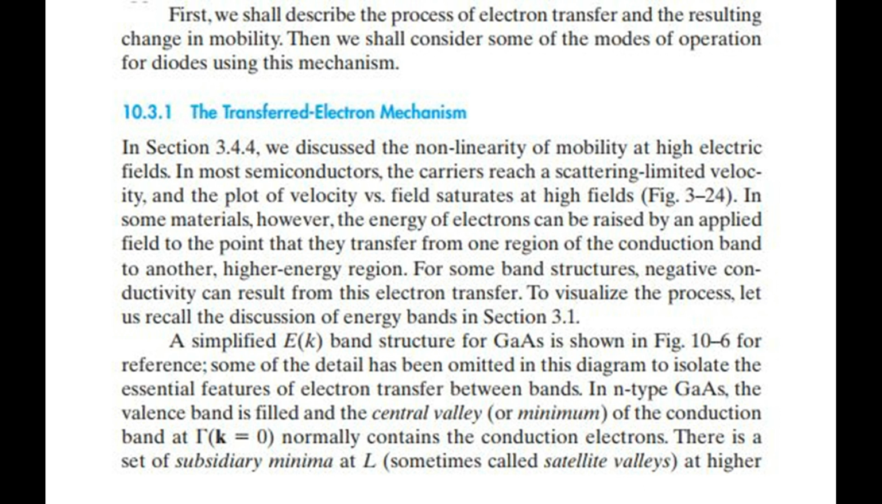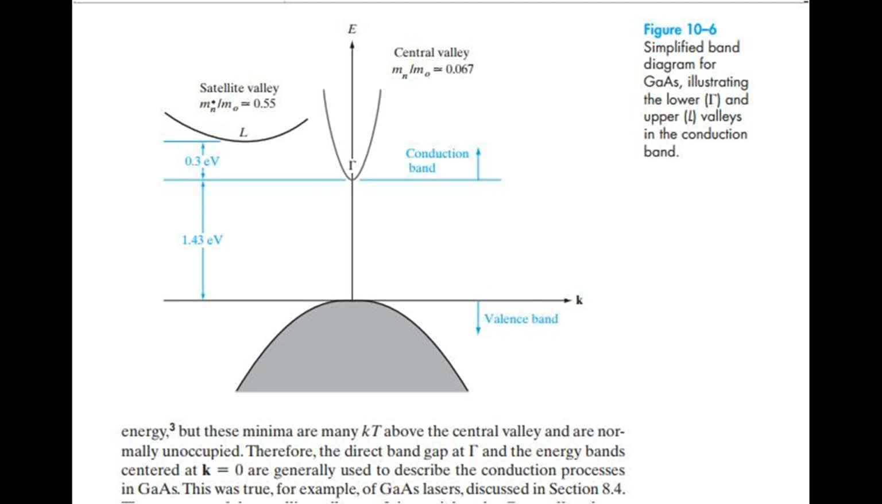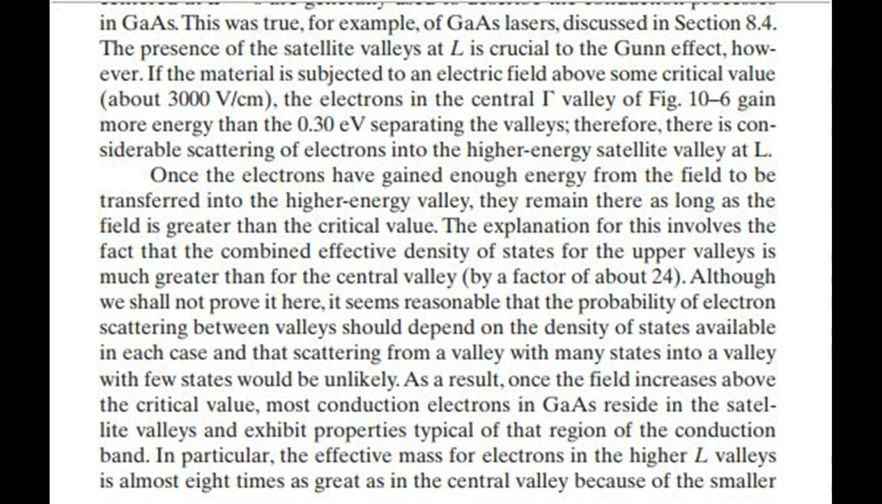Figure 10.6: simplified band diagram for gallium arsenide, illustrating the lower Γ and upper L valleys in the conduction band. Therefore, the direct band gap at Γ and the energy bands centered at K equals 0 are generally used to describe the conduction processes in gallium arsenide. This was true, for example, of gallium arsenide lasers, discussed in section 8.4. The presence of the satellite valleys at L is crucial to the Gunn effect, however.